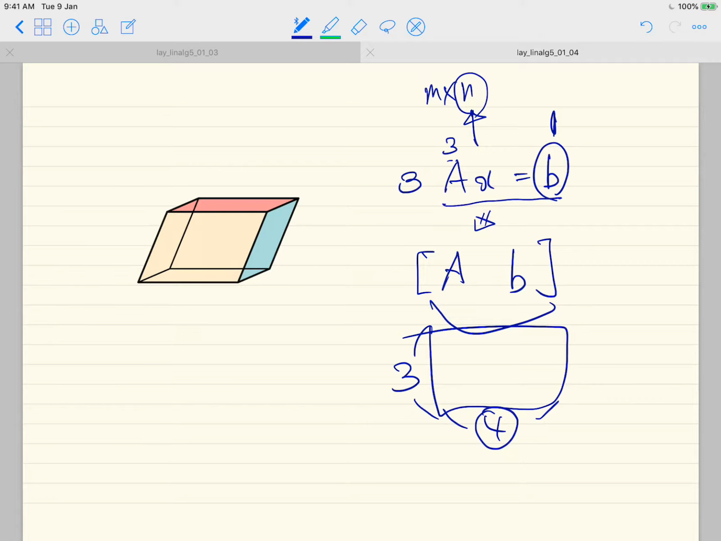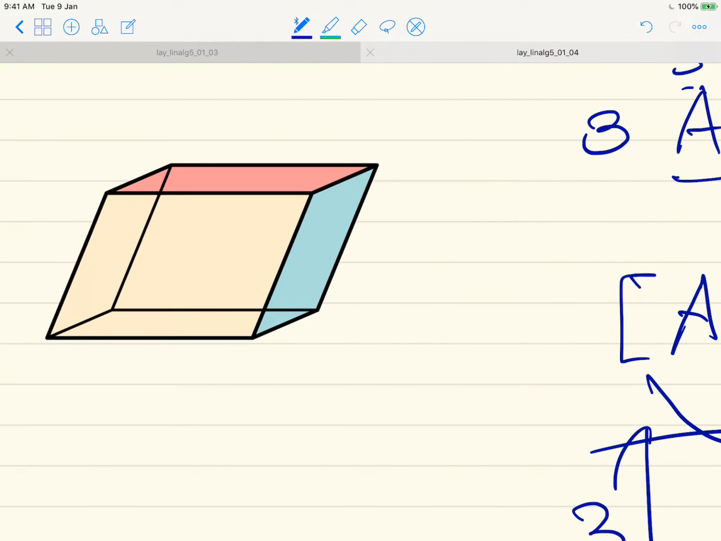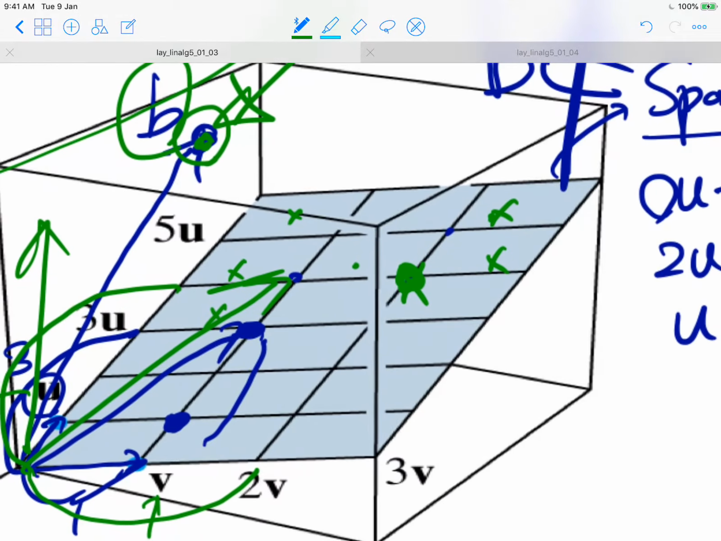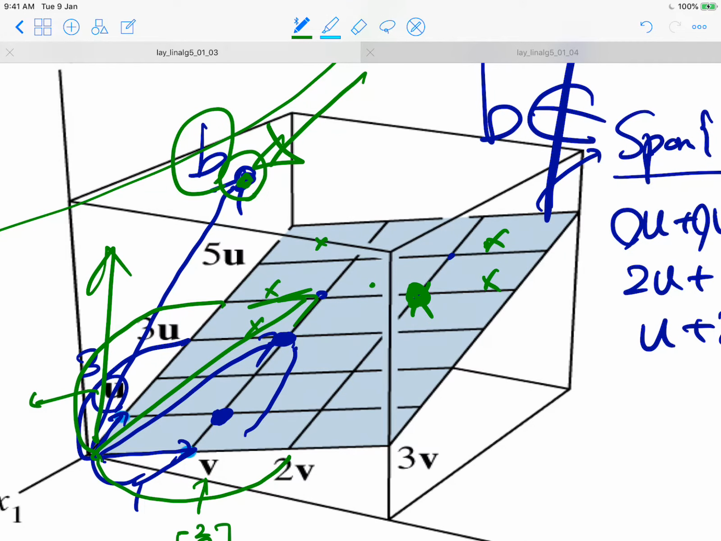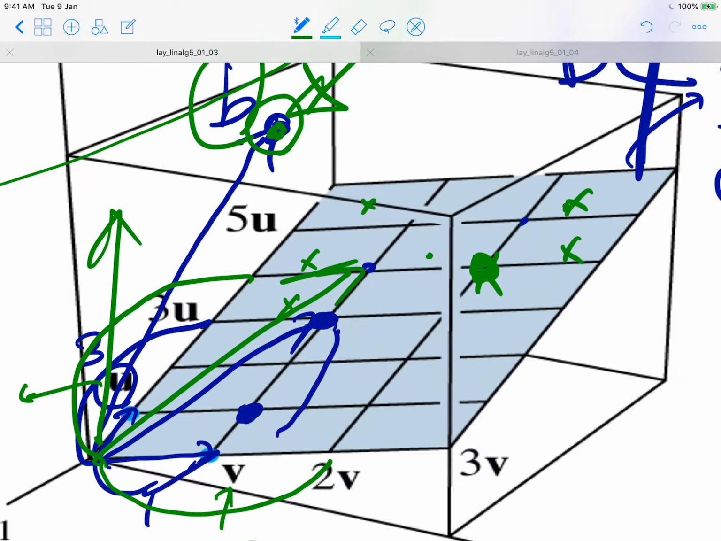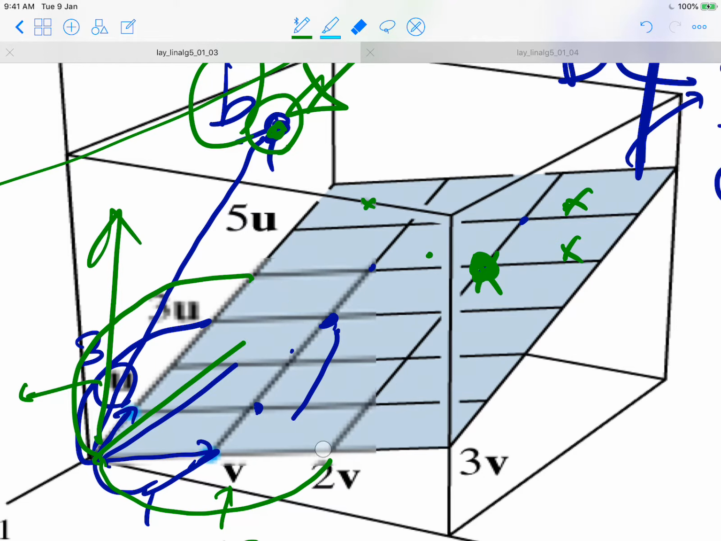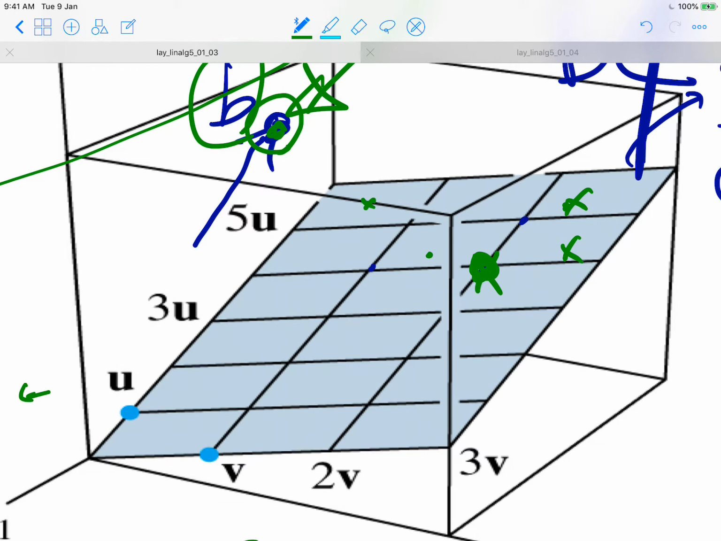Okay, let's continue. So one student asked a question about the span. Span of three or more than three vectors. So, yeah, we know the span of the two vectors in this form. So what if we have another vector? So, yeah, we can also think of the span using the three vectors in this figure as well. So, suppose we have another vector, w, for example. Okay, having a different direction.